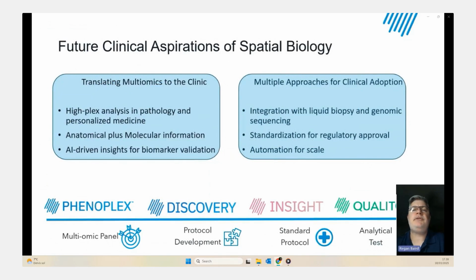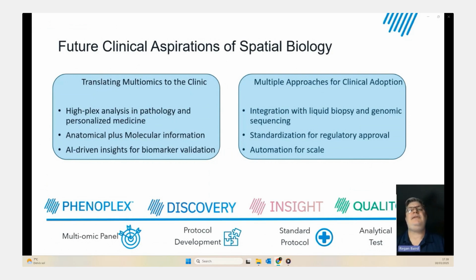As we push multi-omic imaging forward, the ultimate goal is clinical translation. The ability to spatially map gene and protein expression at single cell resolution has potential applications in pathology, drug development, and personalized medicine. And we will need AI to make sense of these massive data sets in a way that clinicians and researchers can use for decision making.